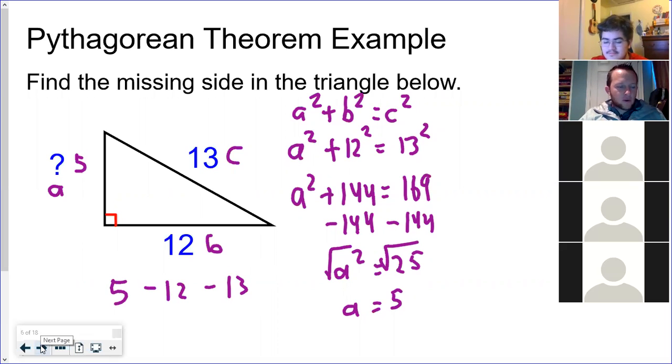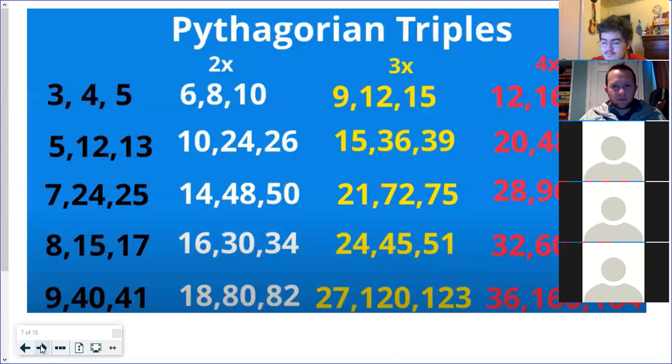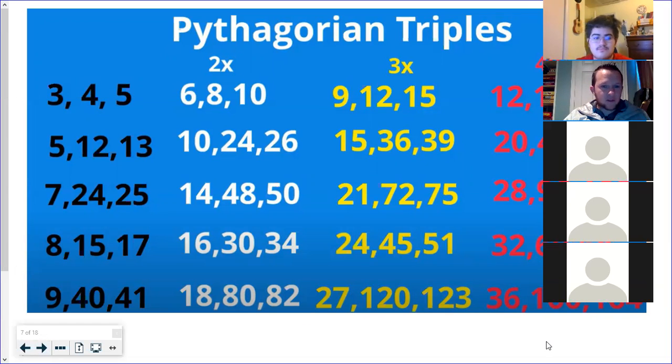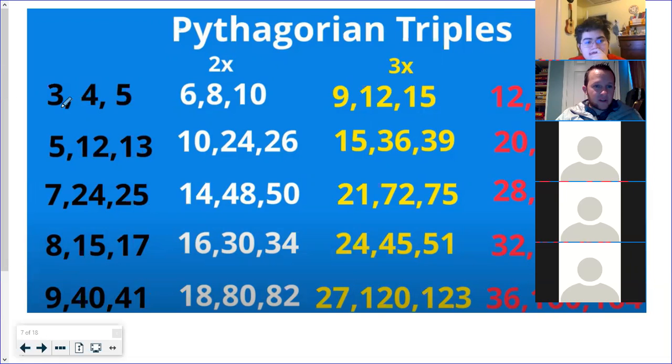You are not always going to get perfect, nice whole numbers like this, but when you do, they are called Pythagorean triples. And here are some examples of those Pythagorean triples. The easiest is 3, 4, 5. We also saw 5, 12, 13, but there's also examples out there like 7, 24, 25, 8, 15, 17, 9, 40, 41. Those are Pythagorean triples. You can also double these. So if I did 3, 4, 5 doubled, it would be 6, 8, 10, or 9, 12, 15, or 12, 16, 20. I don't really have any of these memorized except 3, 4, 5.